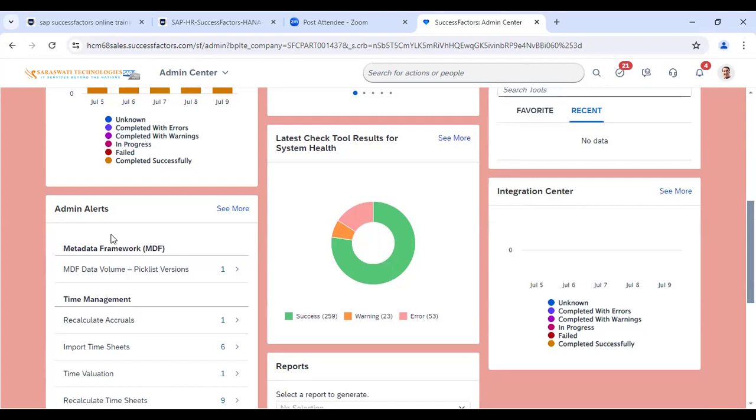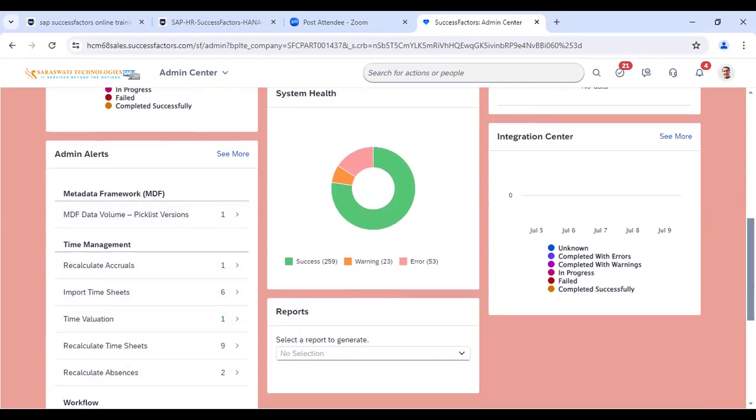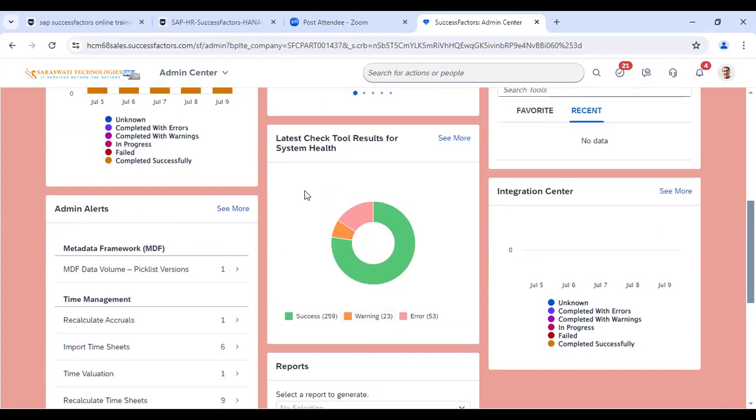And these are the admin alerts, like what alerts we have already made in the system. The accrual tools, the timesheets, you can see anything here. What is system health? What can these warnings reflect in your system? It means there are some things you need to focus on. These are the errors reflecting in the system. You need to focus on this and rectify these errors.